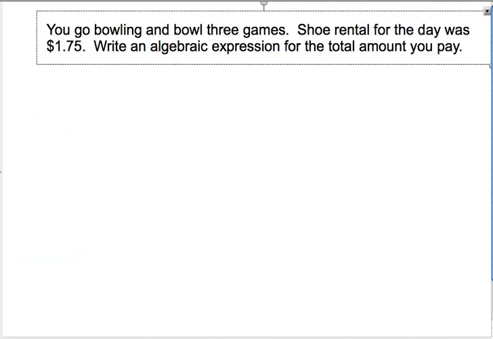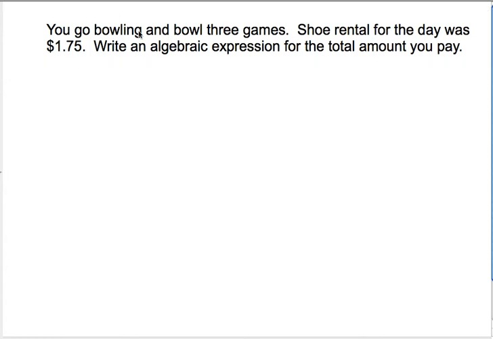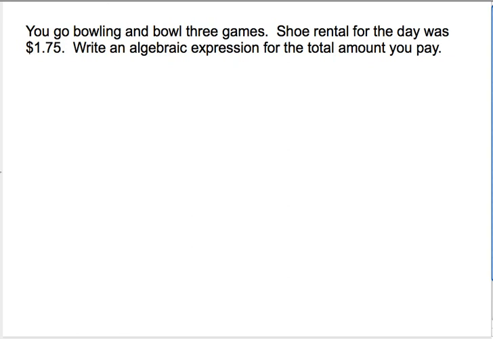Alright, here we have a word problem to give us some extra practice with that. It says you go bowling and bowl 3 games. Shoe rental for the day was $1.75. Write an algebraic expression for the total amount you pay. Well, you're going to buy shoes for $1.75, but then you need to pay for each game. So you have 1, 2, 3 games.